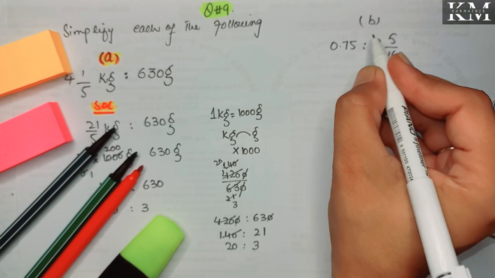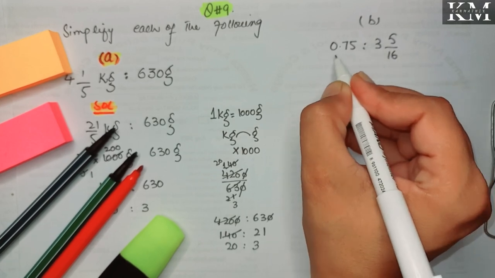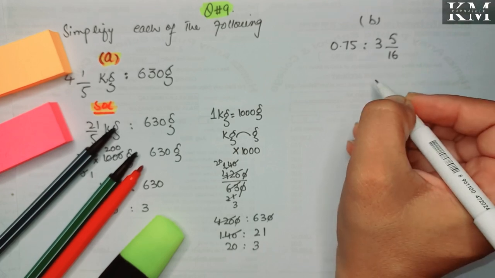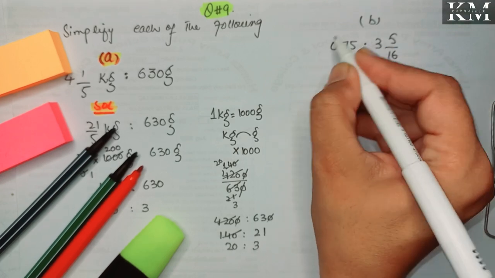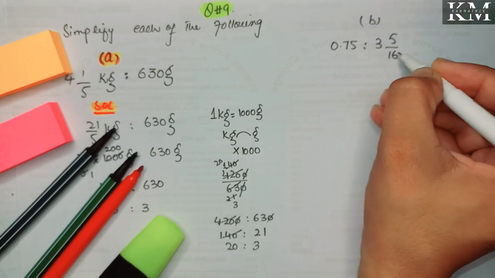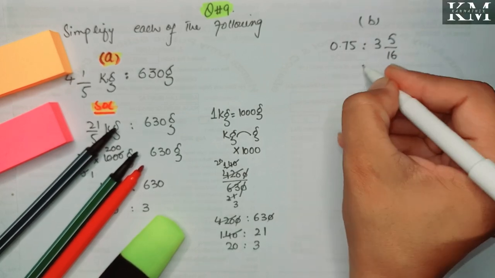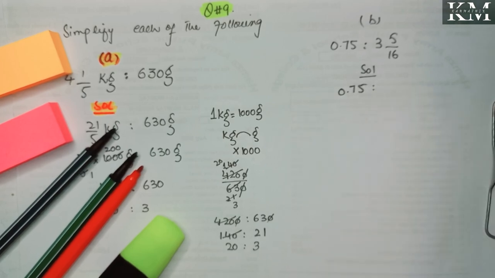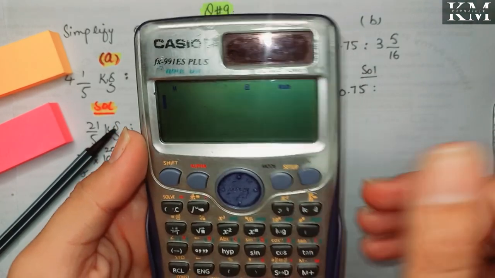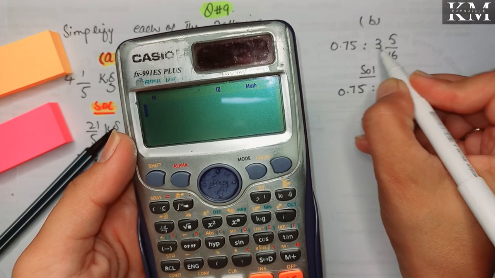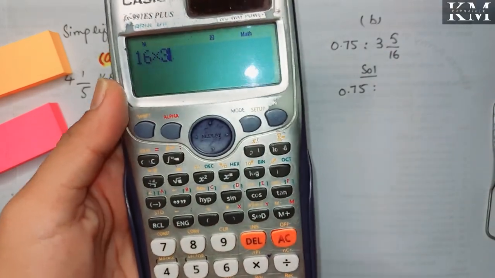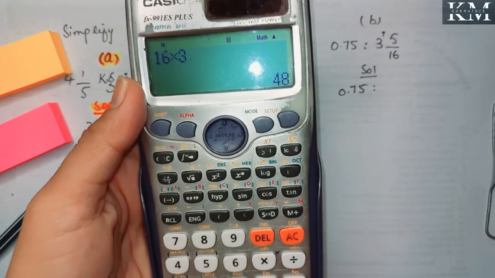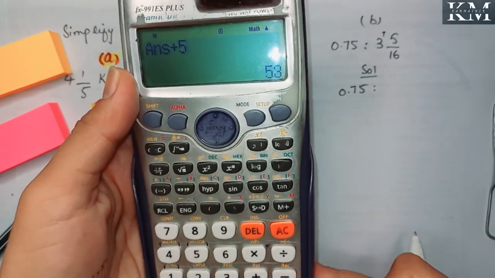Now students, we have the B part in which we have 0.75 and 3 whole 5/16. We have to simplify it. Dear students, we have one decimal and one mixed number. So first we will convert this mixed number into an improper fraction. 16 into 3 will give you 48, and we will add 5 in it.